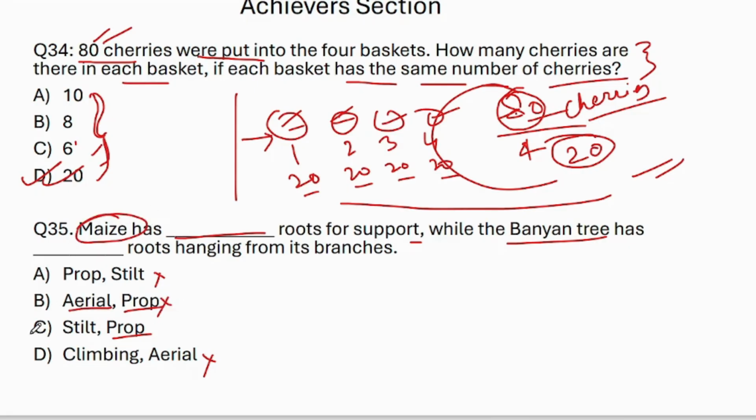No, it will not have aerial roots. Which type of root will it have? It will have a stilt root. So smaller roots come out and hold the ground to support the plant. That is called a stilt root. So maize has a stilt root for support, while the banyan tree has prop roots for support. So your answer would be C.